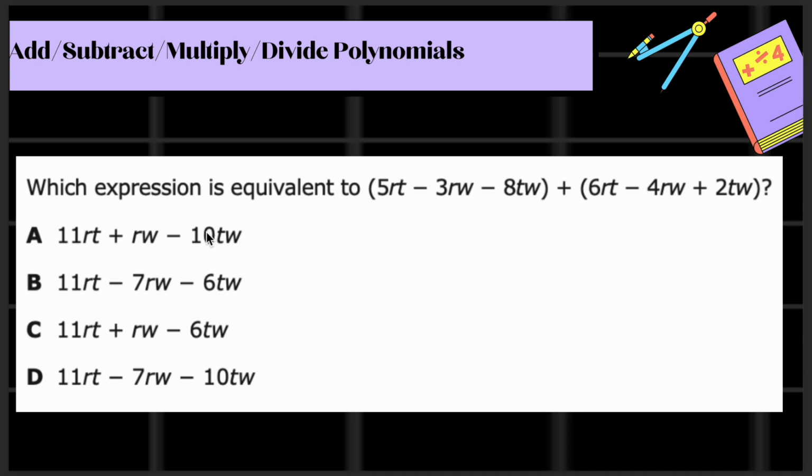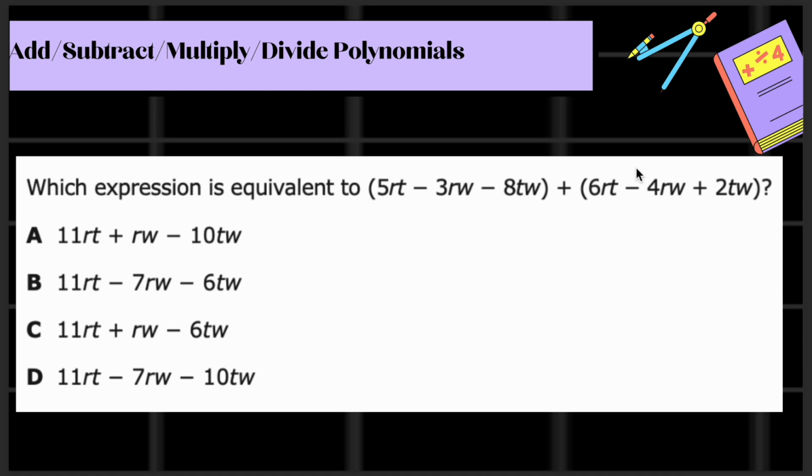Our last example, we're still working with polynomials. This time we are adding 2 trinomials together. It says which expression is equivalent to 5rt minus 3rw minus 8tw plus 6rt minus 4rw plus 2tw.